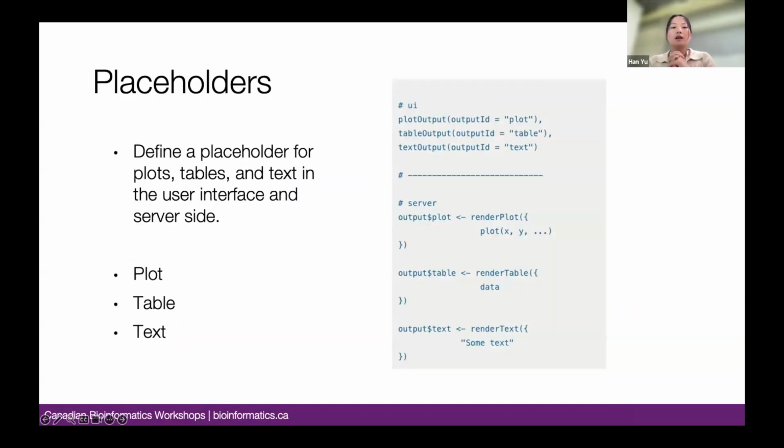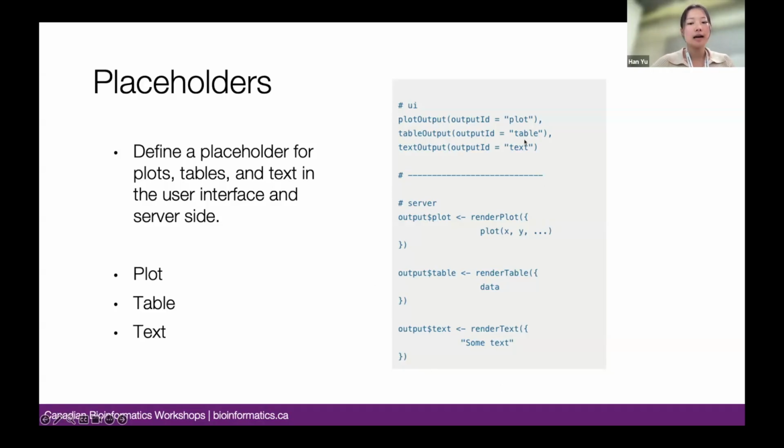Okay. So the next thing is a placeholder. Shiny allows us to dynamically generate content by setting up placeholders for different types of outputs, such as plots, tables, and text. So in the UI, we use functions like plotOutput, tableOutput, or textOutput to reserve space for these elements. And these act as empty containers that will later be filled with content.